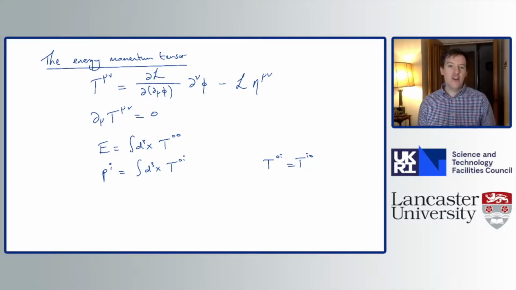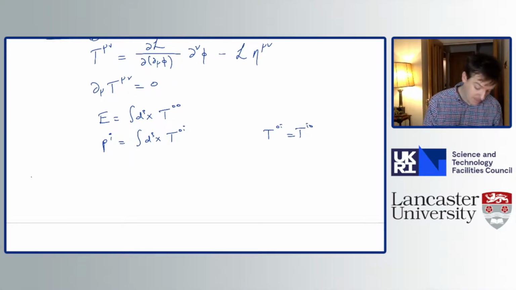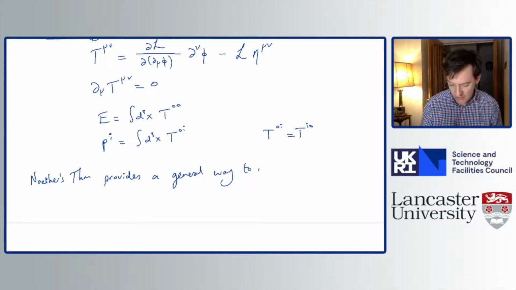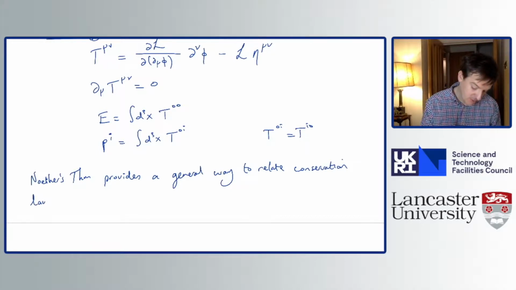Okay, so how do we actually go about constructing what this energy momentum tensor is? Well, in order to do that, you can use a very nice theorem called Noether's theorem. This is a theorem that provides a general way to relate conservation laws. This is what we have above. This is a conservation law. We're relating conservation laws to symmetries.